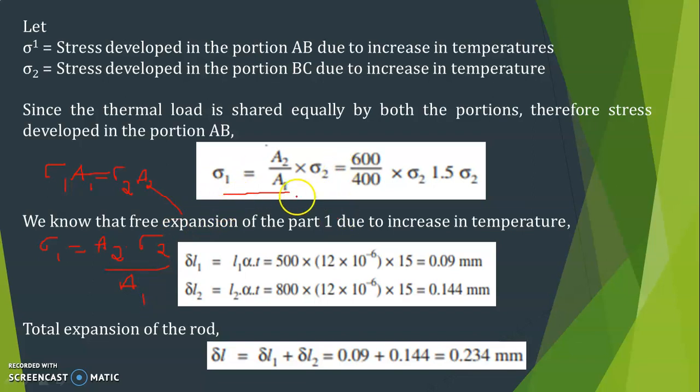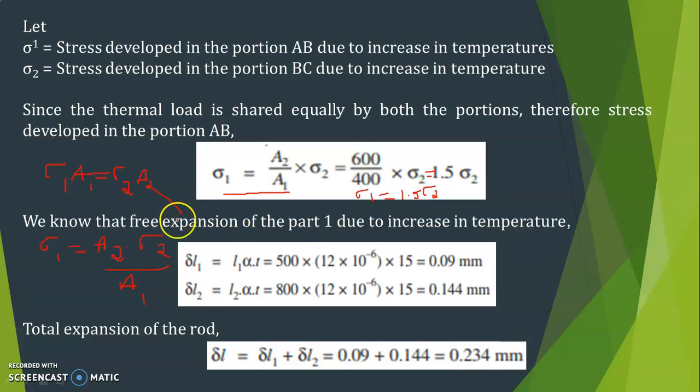So now substitute the values. You know A2 is equal to 600 and A1 is equal to 400 into sigma 2, which we don't know, so that is equal to 1.5 times sigma 2. So sigma 1 is equal to 1.5 times sigma 2.